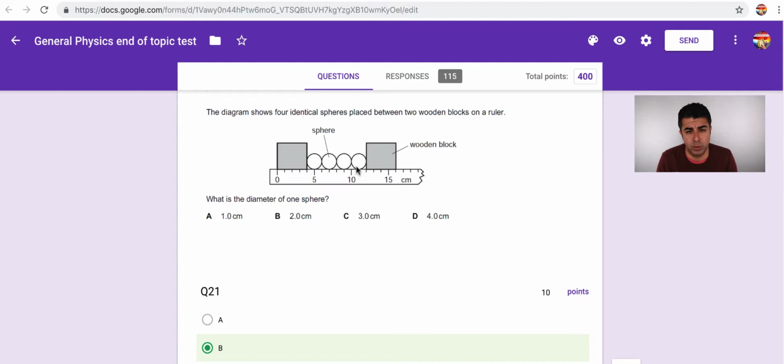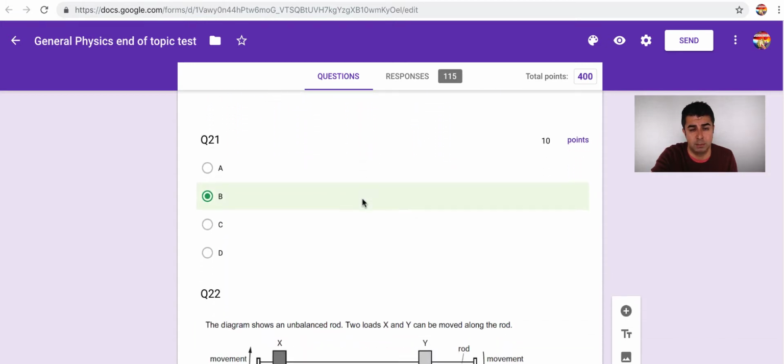So the difference between 4 and 12, I hope you can see, is 8. And there's 4 of them, so 8 divided by 4 is 2. The answer, B for ball.